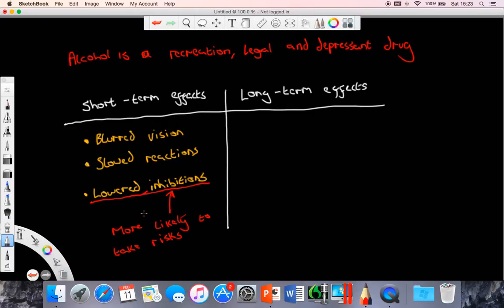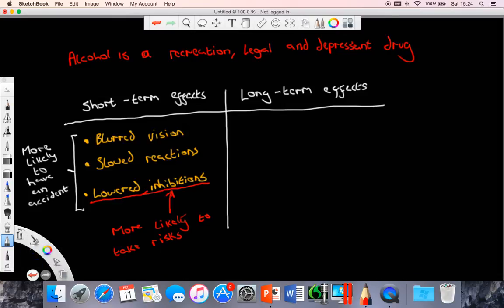Okay? This is why you are not supposed to drink and drive, because your reaction time is slowed. You can't press the brakes, you can't respond to things that happen. Your vision is blurry, so you can't really see the road, and you're more likely to take risks. You're more likely to run red lights or cut people up in traffic, and therefore you're more likely to have an accident. If we add these things together, you are far more likely to have an accident. Okay? So a lot of people who get hurt or sometimes die in the short term due to alcohol is because of these three things. So in the short term, you're more likely to have an accident.